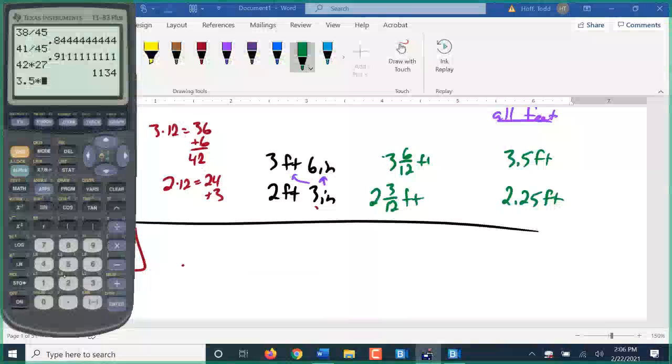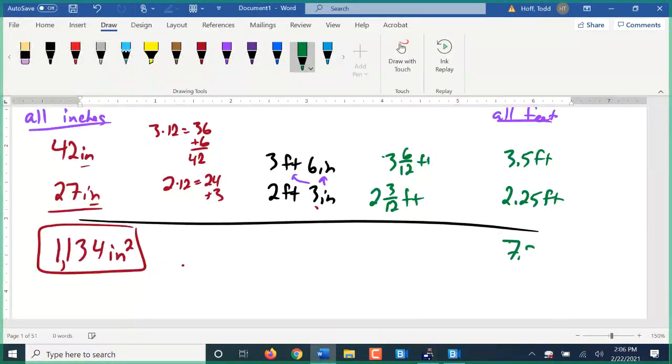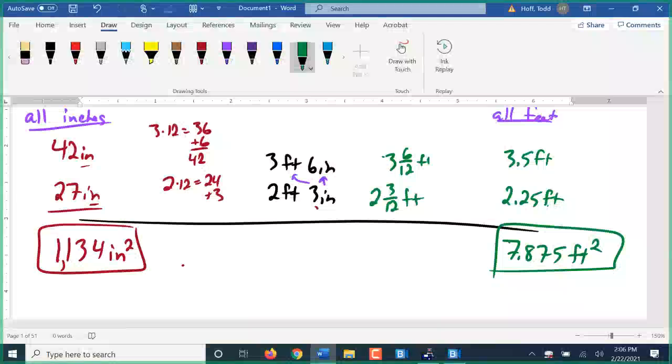0.5 times 2.25 is 7.875. Feet times feet is square feet. So both of those are the answers to this problem here: 3 foot 6 inches times 2 foot 3 inches.